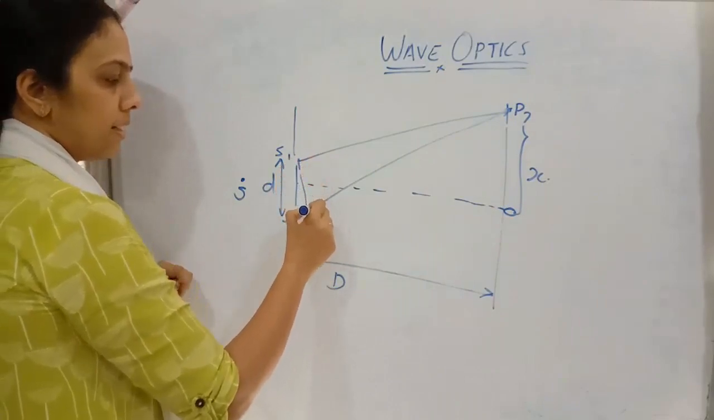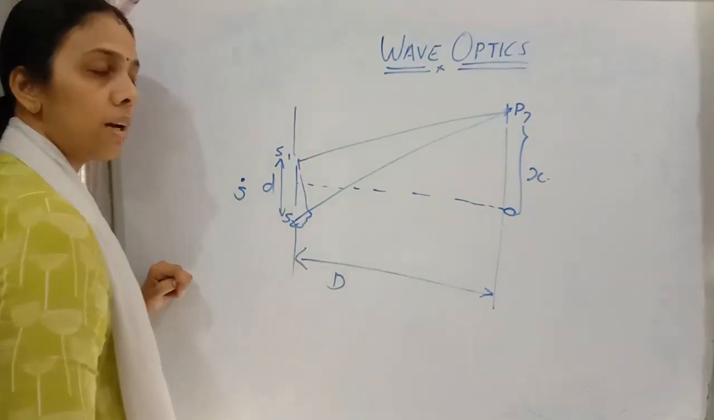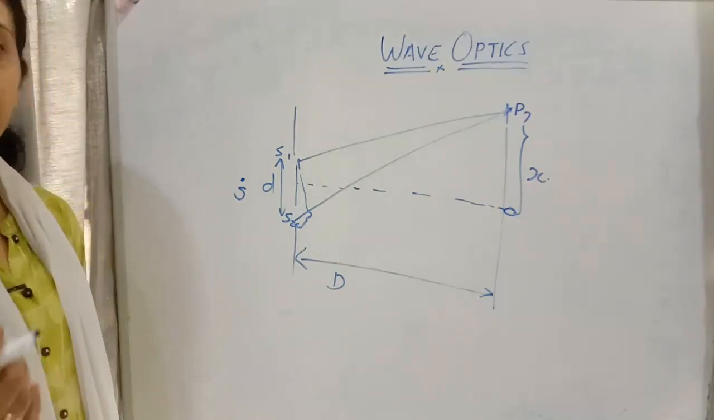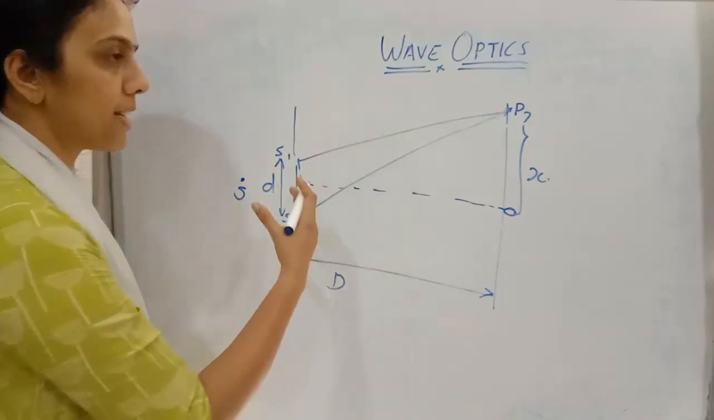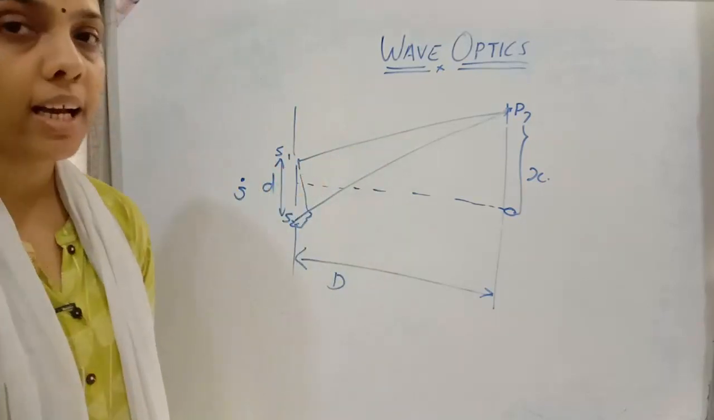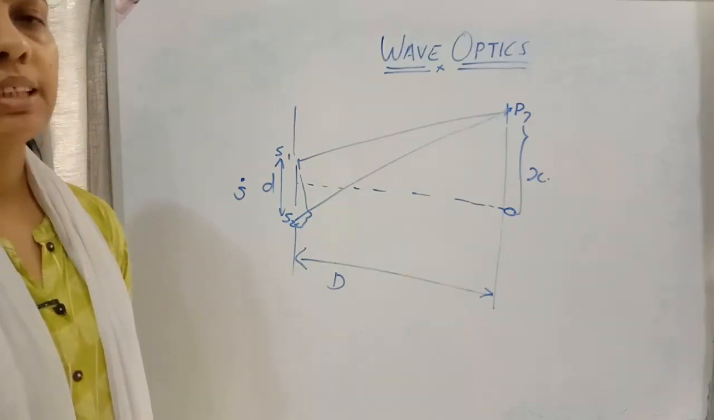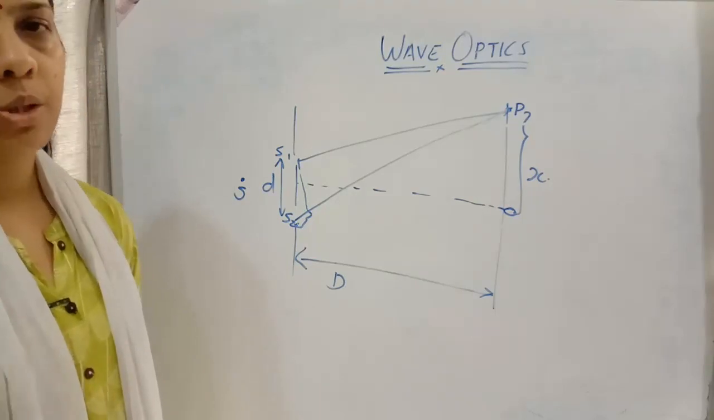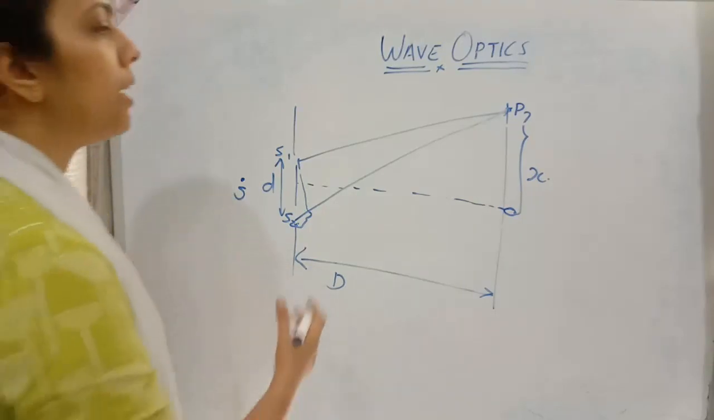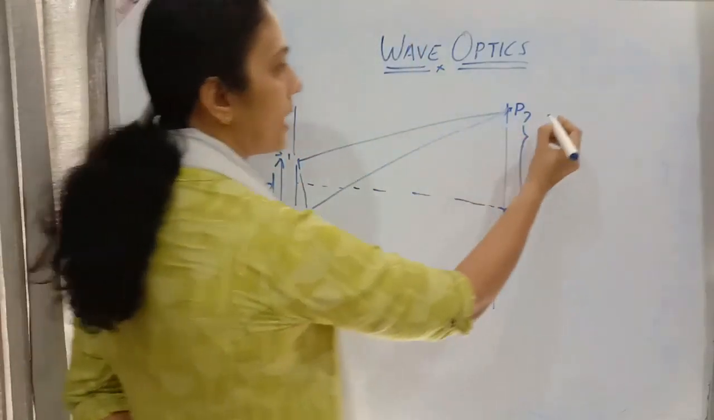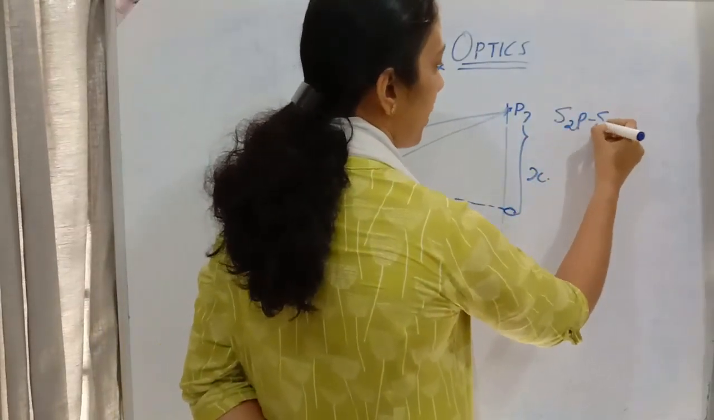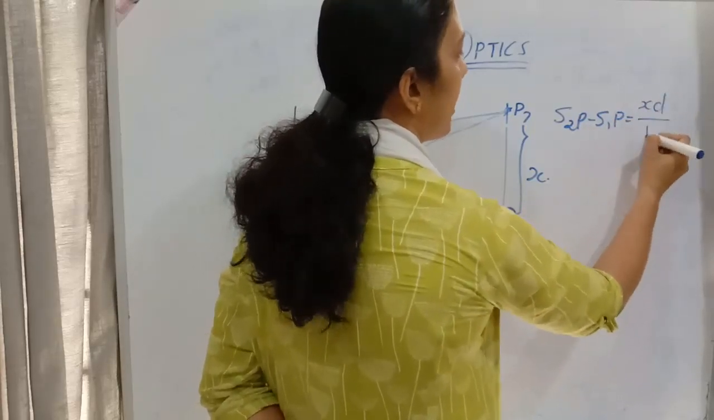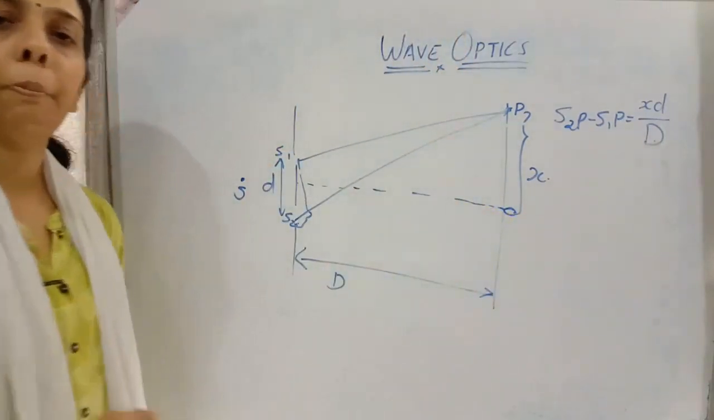If I drop a perpendicular, this will be the path difference. Path difference and phase difference we learned in the previous class, right? S2P minus S1P equals n lambda is called constructive interference. If S2P minus S1P equals (n plus half) lambda, then it is destructive interference. In this experiment, the path difference S2P minus S1P will be equal to Xd divided by capital D.